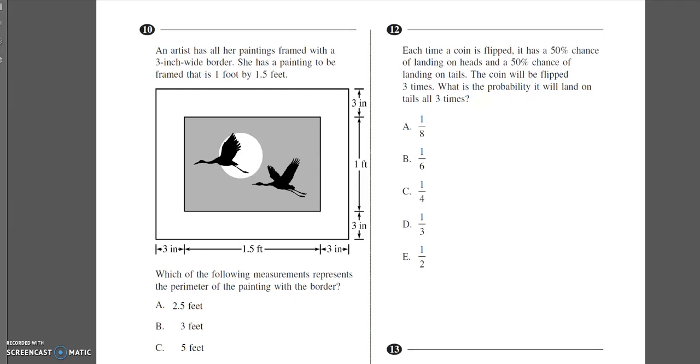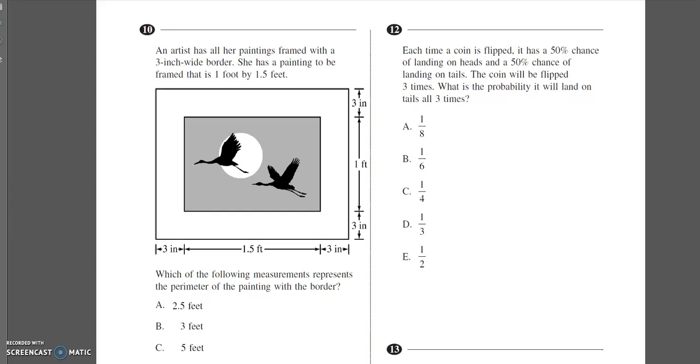It says each time a coin is flipped, it has a 50% chance of landing on heads and a 50% chance of landing on tails. The coin will be flipped 3 times. What is the probability it will land on tails all 3 times? And then the answers are written as fractions. This is going to throw the students off a bit because we have percentages in the question and then we have fractions in the answer.